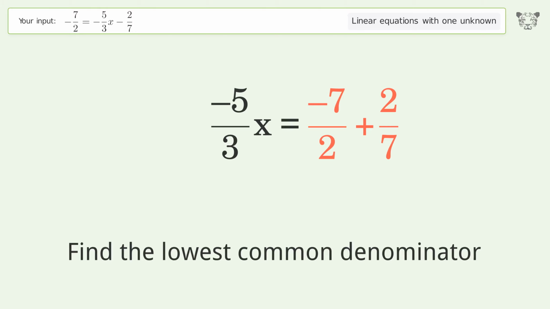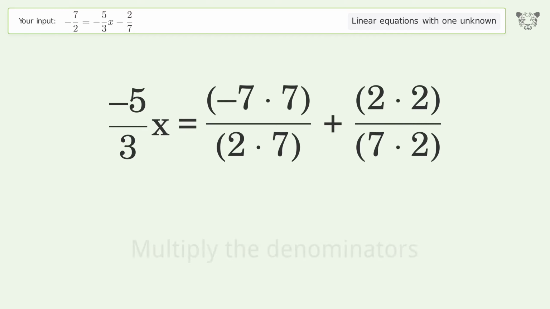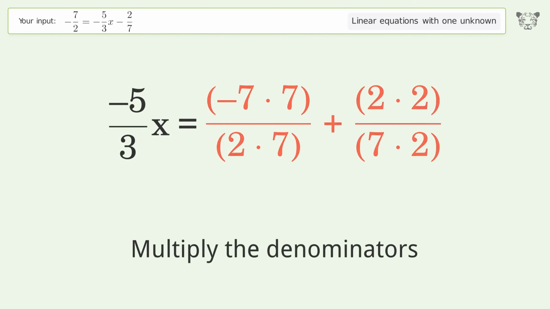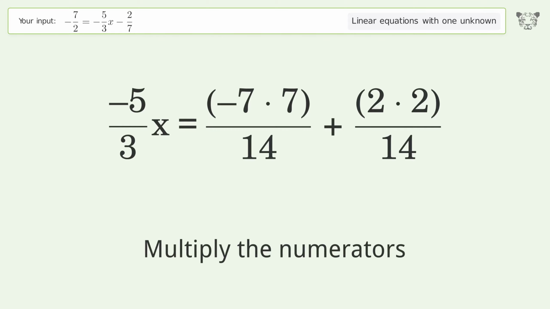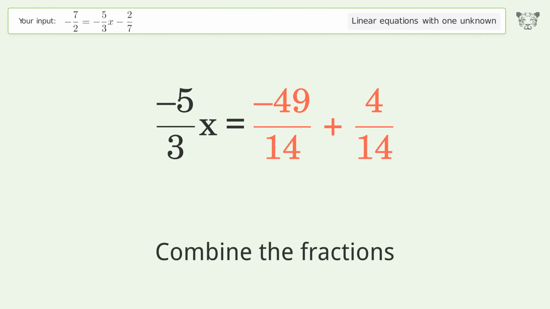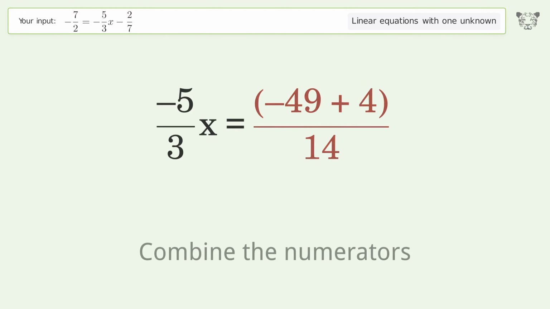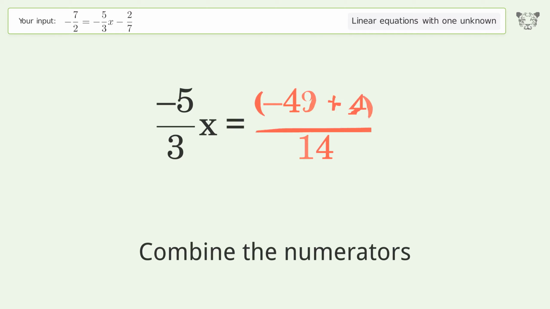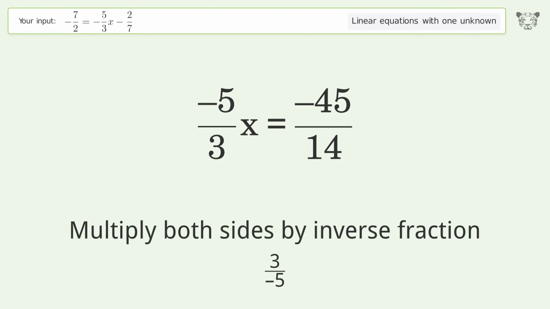Find the lowest common denominator. Multiply the denominators. Multiply the numerators. Combine the fractions. Combine the numerators. Isolate the x. Multiply both sides by inverse fraction 3 over -5.